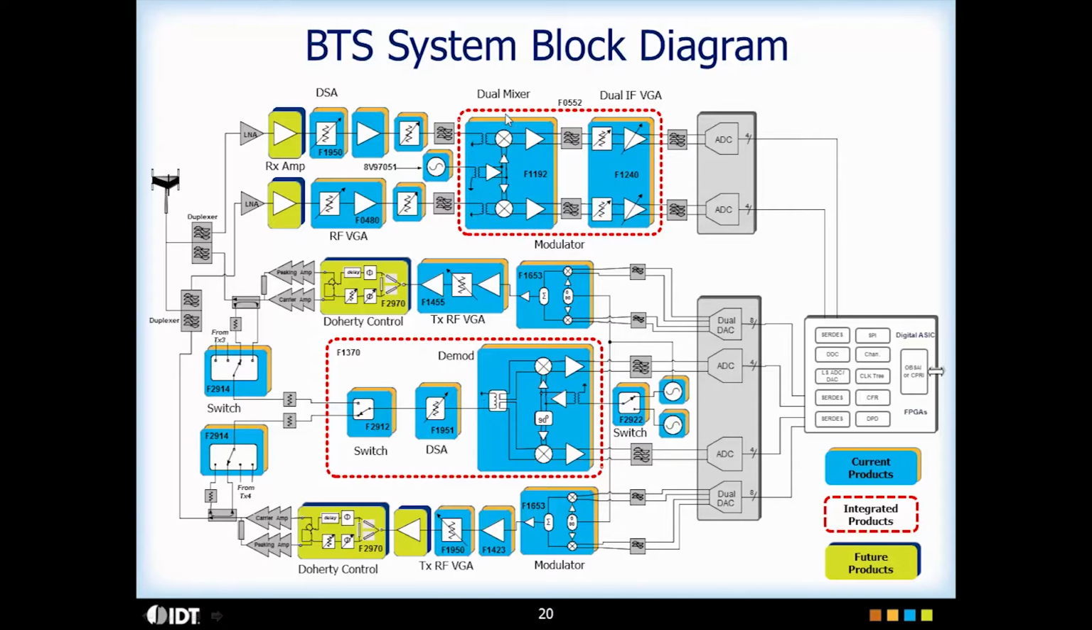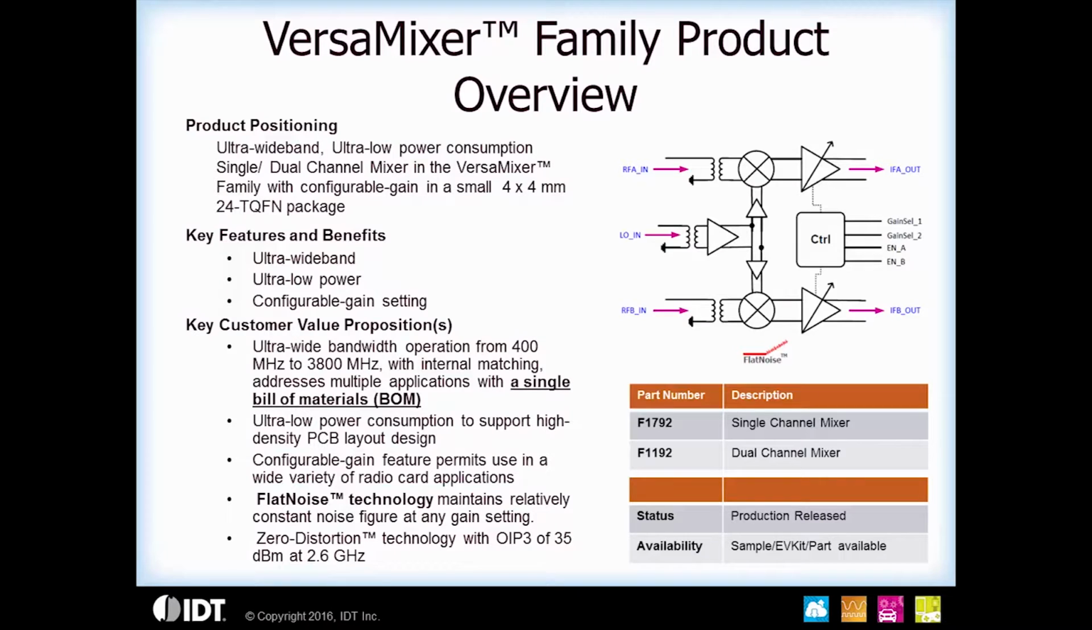We also have integrated products where we have combined many of these blocks together, as you see with this Model A F0552 device. One of our new family of devices is the Versa Mixer family, which was launched on April 7th, 2016. With this family, we are providing a totally versatile solution to our customers with ultra-wide bandwidth, ultra-low power, and configurable gain settings. With the Versa Mixer, customers are able to have any operation from 400 megahertz to 3800 megahertz with a single bill of material.